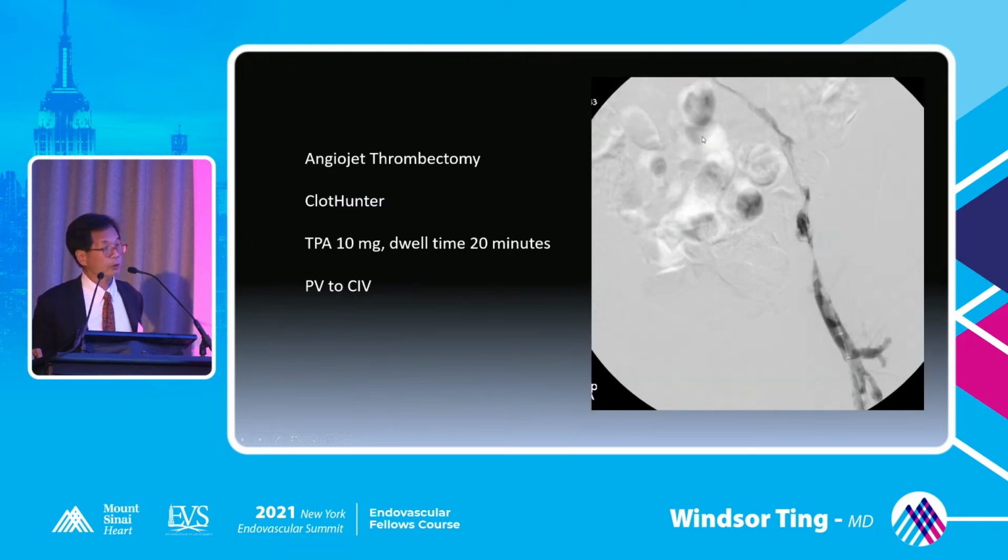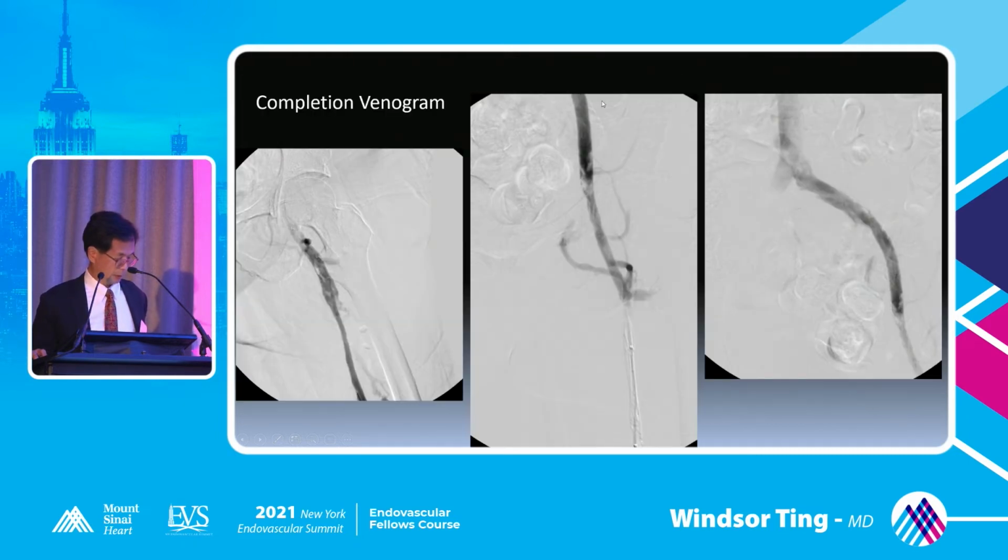So I use Angiojet to first pulse spray the TPA into the thrombus. I usually use around 10 milligrams, diluted in 50 ml, 100 ml of solution, whatever you decide to use. I usually will let it sit in the clot for about 20 minutes. And then I come back and try to break up the thrombus and aspirate into the catheter using the thrombectomy mode. In this case, I went from the popliteal vein all the way to the common femoral vein, common iliac vein. And you can see this is the completion venogram.